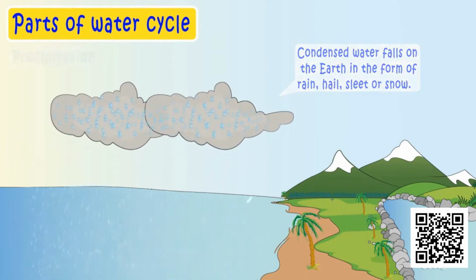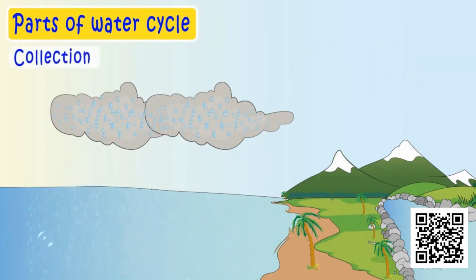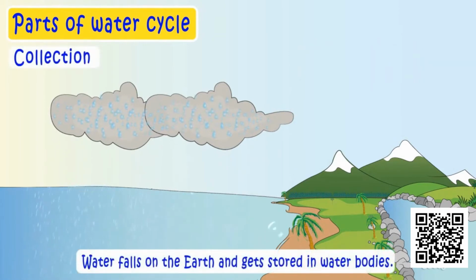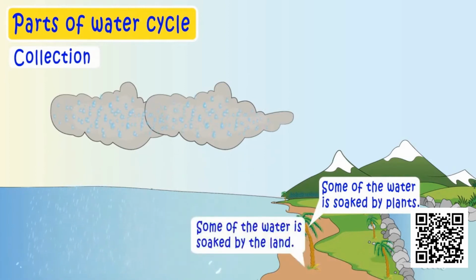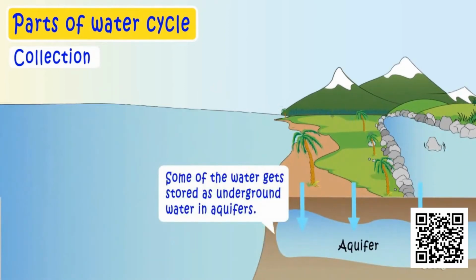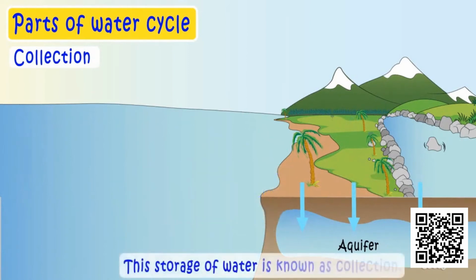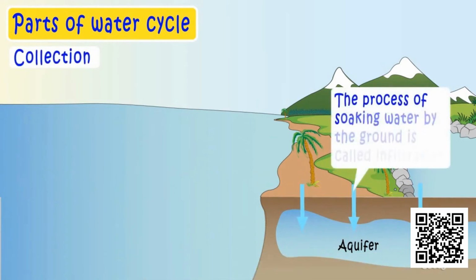Through precipitation, water falls back on earth and gets stored in water bodies. And also, some of the water is soaked by plants. Some is soaked by land. Some of the water gets stored as underground water in aquifers. And this is called collection of water. And the process of soaking water by the ground is called infiltration.